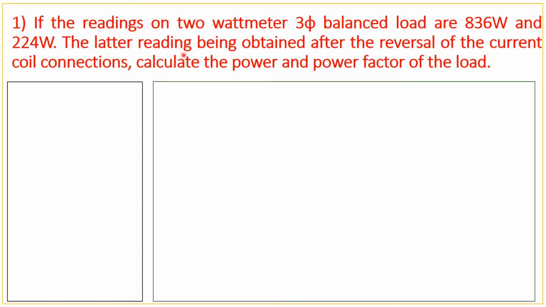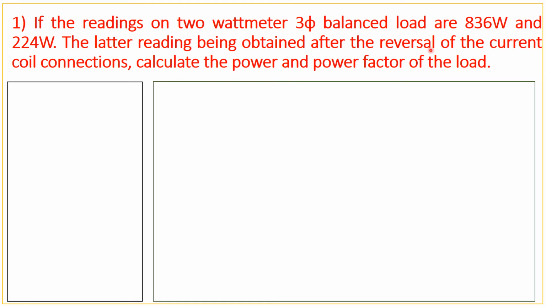The latter reading being obtained after the reversal of current coil connection. So the latter reading means which one? The second reading, not the first reading. So this 224 watt was obtained after the reversal of current coil connections. It means, yesterday we have already seen that a wattmeter has two coils. One is the current coil and one more is the potential coil. The current coil will always be in series with the line, so it always carries the load current. So here the current coil itself is reversed. M and L were the two terminals of the current coil. Now it has been reversed as L and M.